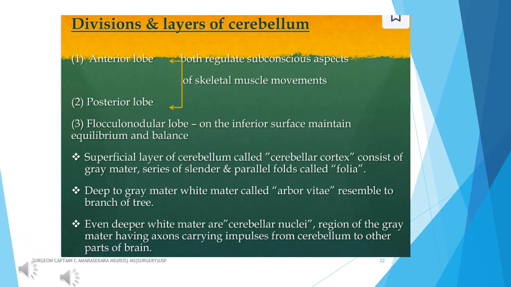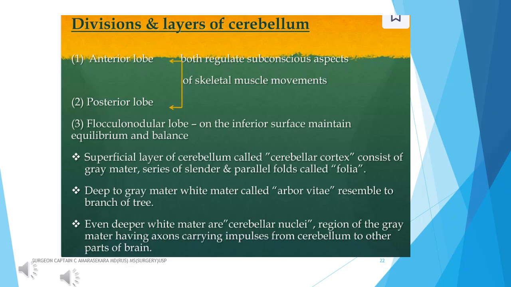So now let's go to the layers of the cerebellum. Cerebellar cortex, the superficial layers, is composed of gray matter folded into slender parallel ridges called folia. It contains three histological layers. What are they? Molecular layer, a dendritic arborization. Purkinje cell layer, they are output neurons, and granular layer, input processing.